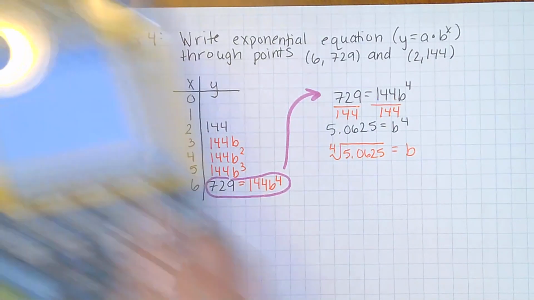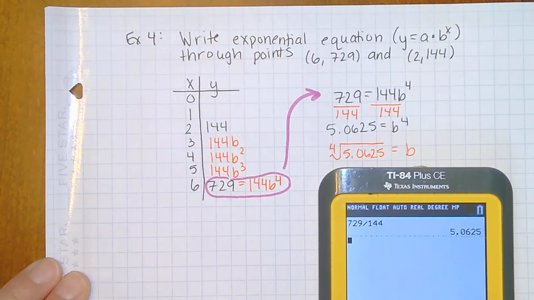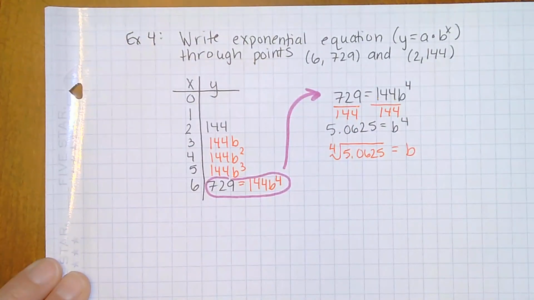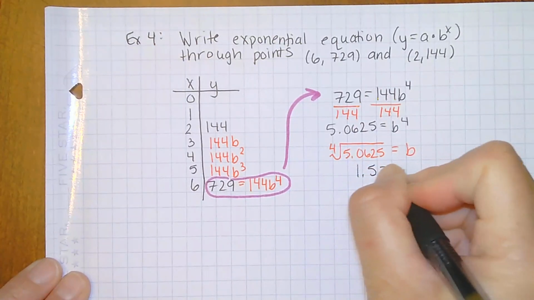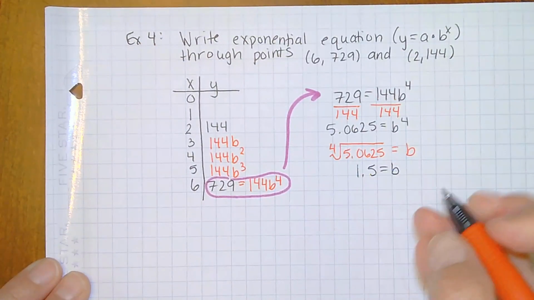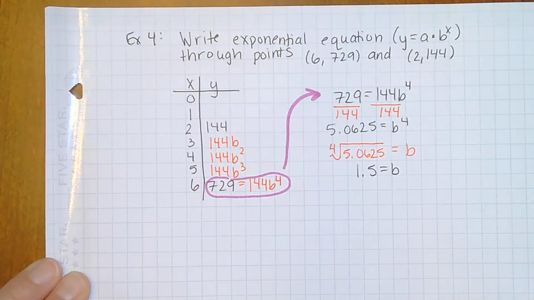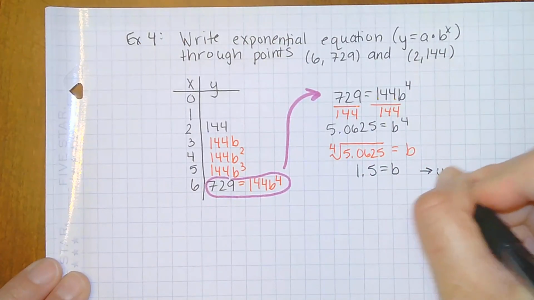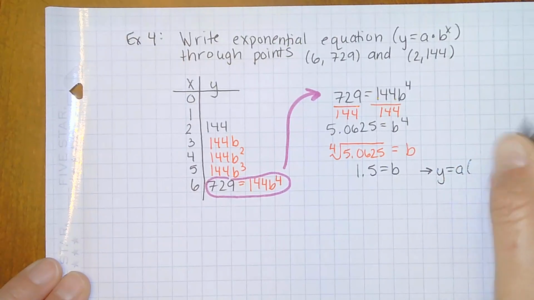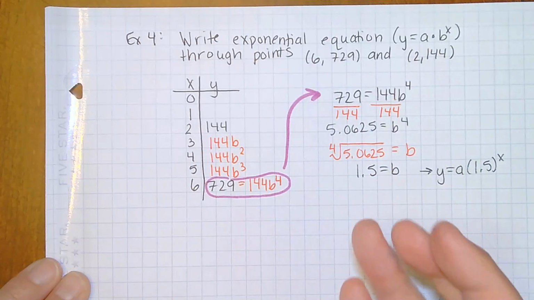And so now when I put that into my calculator, 4th root of 5.0625, and I get 1.5. I got another nice b. So I get 1.5 is equal to b. So right now, I know the following. I know my equation is going to be y equals some a, don't know my a, times 1.5 to the power x. Now, I can do this a couple different ways.